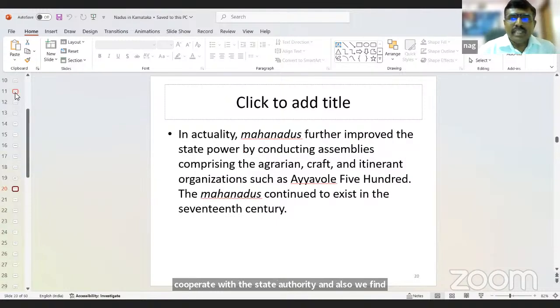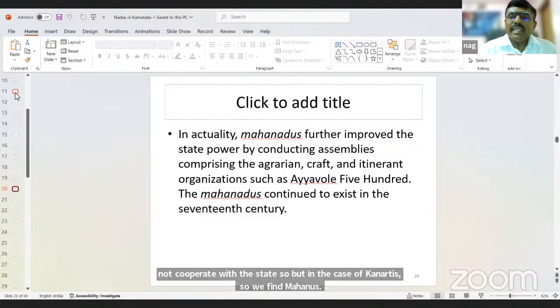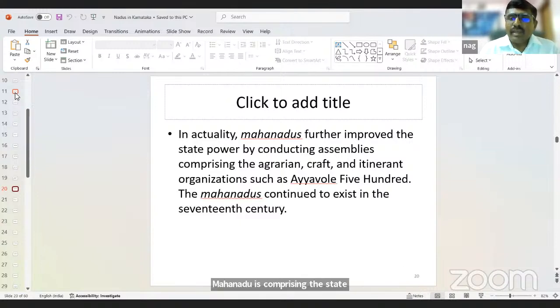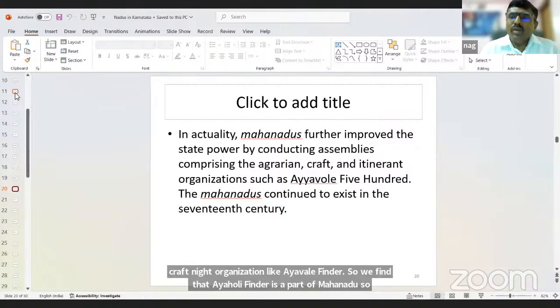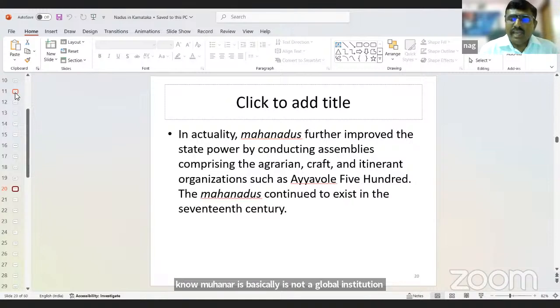But in the case of Karnataka, we find Mahanadus comprising agrarian, craft, and itinerant organizations like Ayyavole 500. So we find that Ayyavole 500 is a part of Mahanadu. So Mahanadu is basically not an agrarian institution. It was basically a trade organization. And the Mahanadus continue to exist in the 17th century also, as we find in the inscriptions.